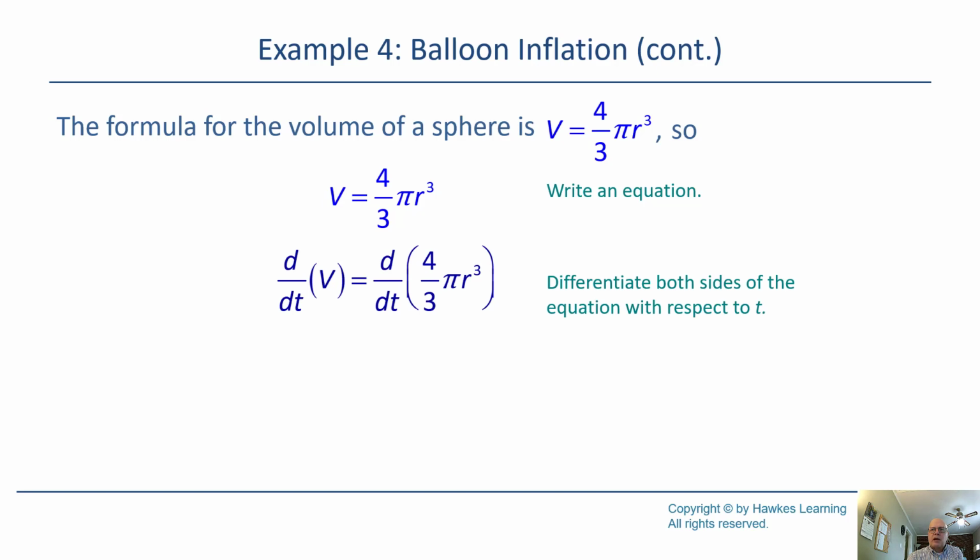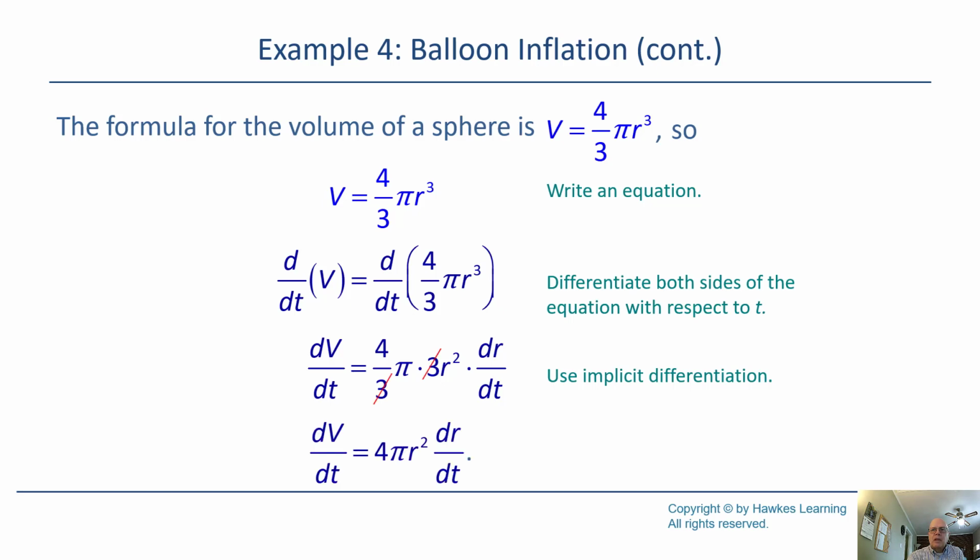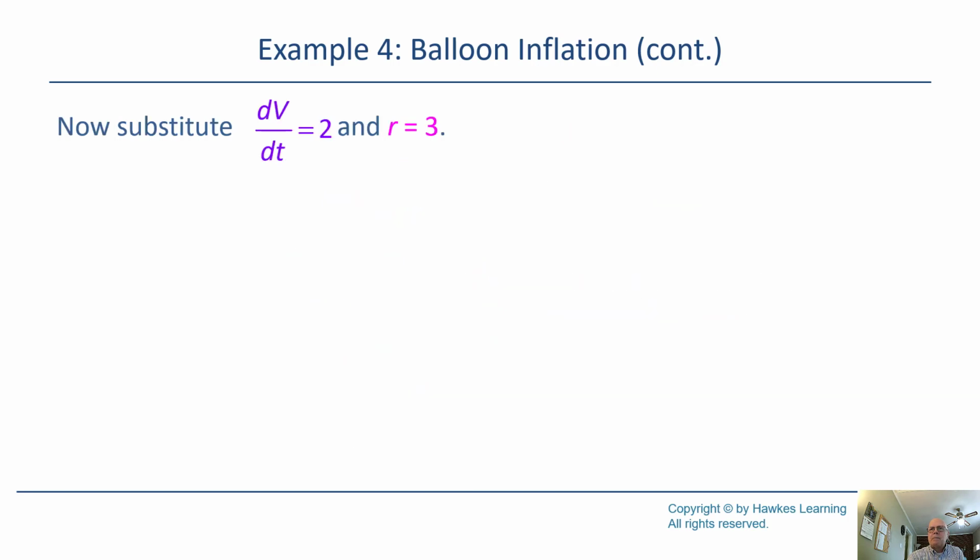Remember, 4/3 pi is a constant. So dV/dt, and that 4/3 pi is a constant, so we'll keep that out there. Differentiating with that 3r squared, those 3's will cancel. So our dV/dt is 4 pi r squared dr/dt. We know what dV/dt is. We know what our r of interest is. So we'll put those in.